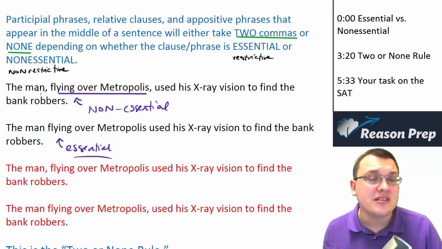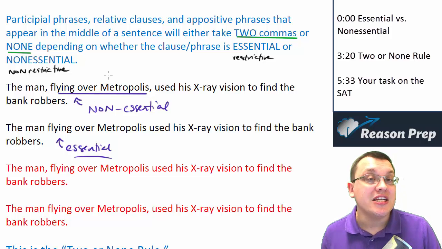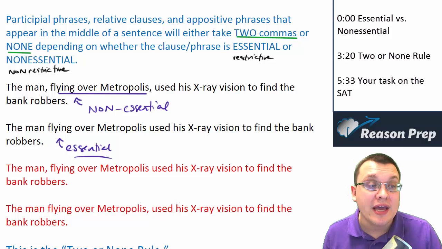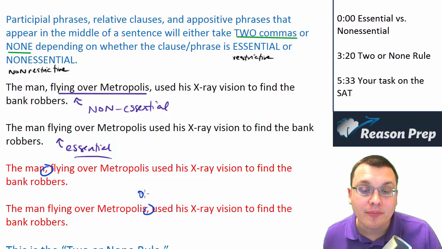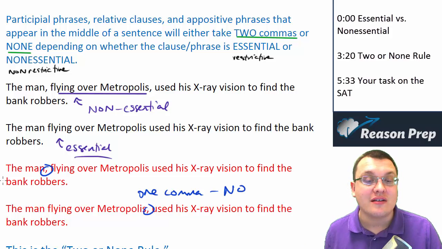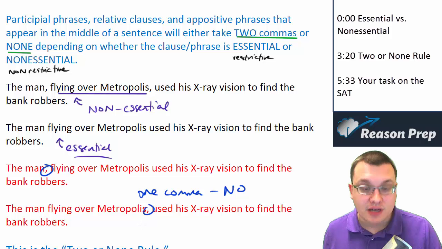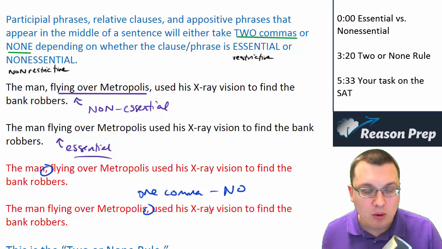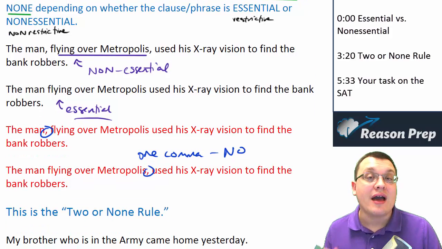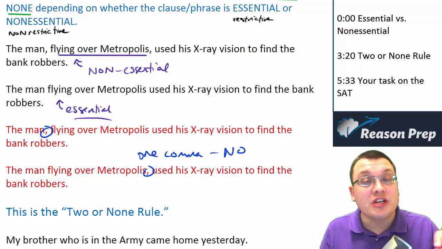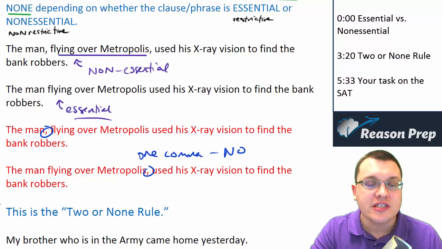Now, on the test, most of the time, you're not really going to have to choose between 2 or none. You just have to know that 2 or none is the move you want to make. In these examples here, in both of these, we have just 1 comma setting off the phrase, and this is never right when it's in the middle of the sentence. The man, flying over Metropolis uses X-ray vision, or the man flying over Metropolis, uses X-ray vision. Not good, cannot work. So this is the 2 or none rule. When you have these phrases in the middle of the sentence, whether they're non-essential or essential, you use 2 or no commas. We'll talk more later about how you make the decision if you have to choose between 2 or none, but right now we're just focusing on 2 or none.